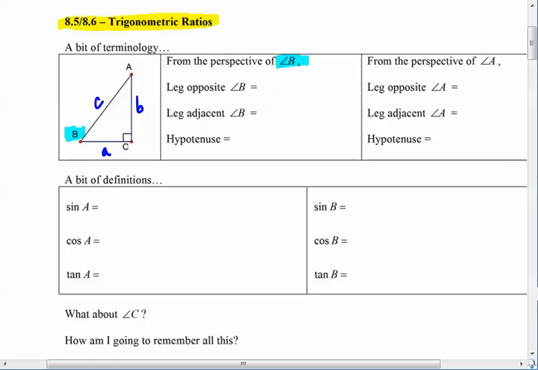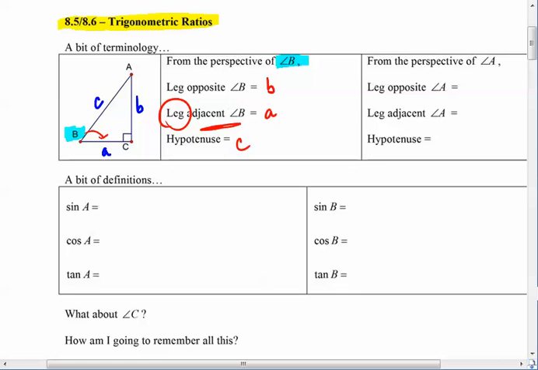And from the perspective of angle B, we would say that the leg of the right triangle opposite angle B is side B. The leg adjacent, or next to, angle B is side A. Now, why A and not C? Well, I said leg. C is the hypotenuse, so we will not call it the leg adjacent. We'll just simply refer to it as the hypotenuse.